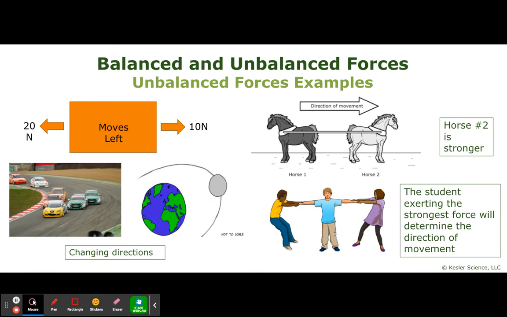Unbalanced force examples. So you have your box that moves to the left with 20 newtons and 10 newtons on the other side, on the right side. You have your race cars. You have your moon going around the earth. These are all changing directions. Then you have your horses going in opposite directions when horse number 2 is stronger. Then you have the student exerting the strongest force, which will determine which way the other student is going to be pulled.